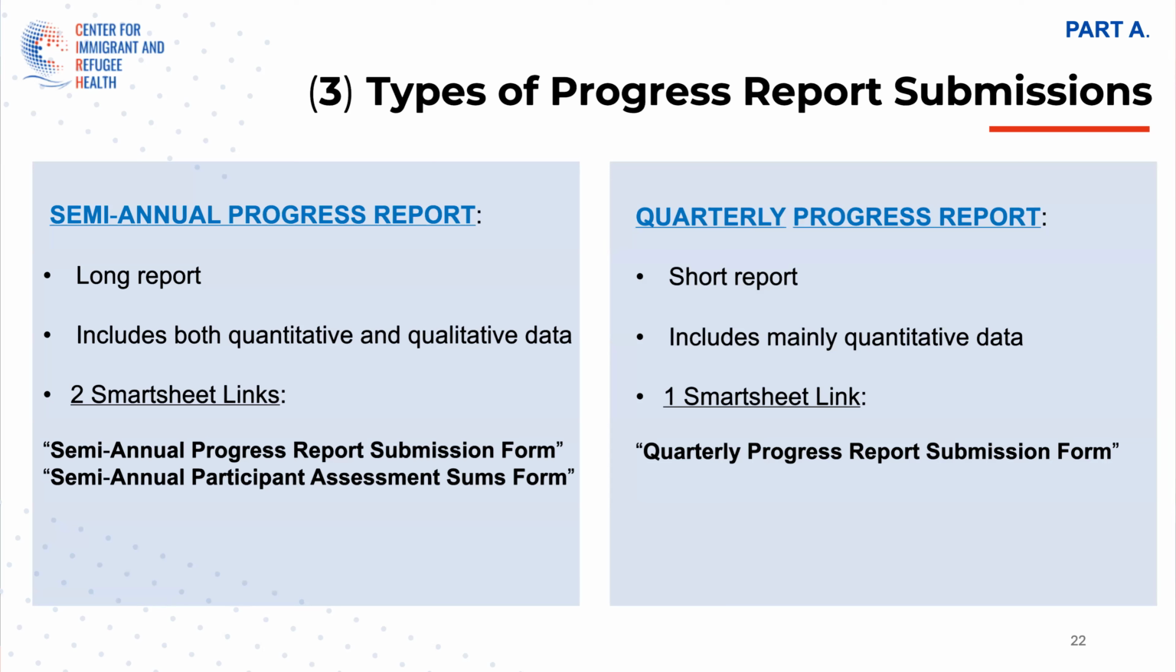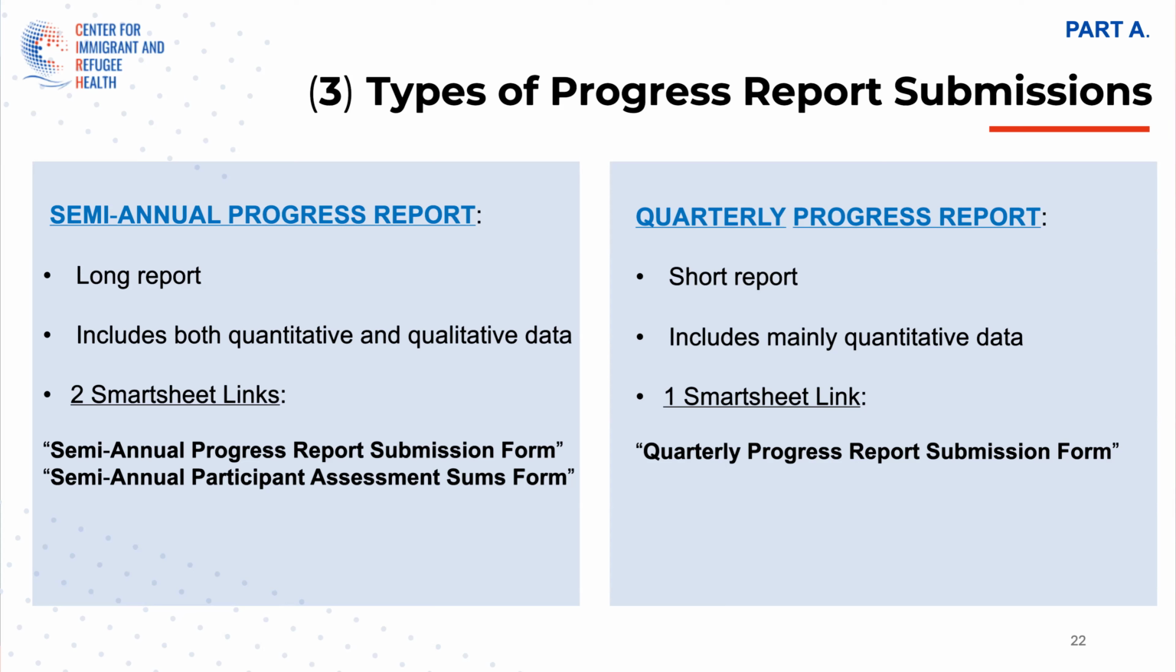So we're still in part A. We've gone over the big picture uses for Smartsheet. I wanted to hone in here on the two types of progress report submissions. Again, we have a long report and a short report. The long report includes both numbers and open-ended questions, and there are going to be two links for that. One is for the main report about participant numbers, and questions about progress, accomplishments, and success stories. The other link will be a form to enter the total sums from the participant assessment form. We'll talk about that later.